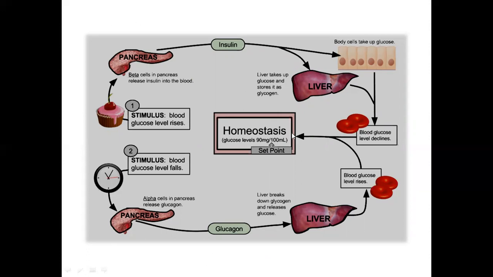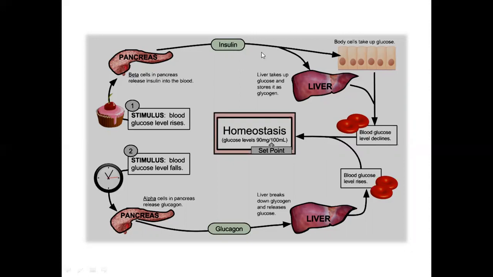And the last concept of this unit is homeostasis. Homeostasis is a condition where the blood glucose levels are maintained, might be because of insulin or might be because of glucagon. So let us go with stimulus 1. After eating some sweet foodstuff, obviously the blood glucose level rises. So the beta cells in the pancreas release insulin into the blood.